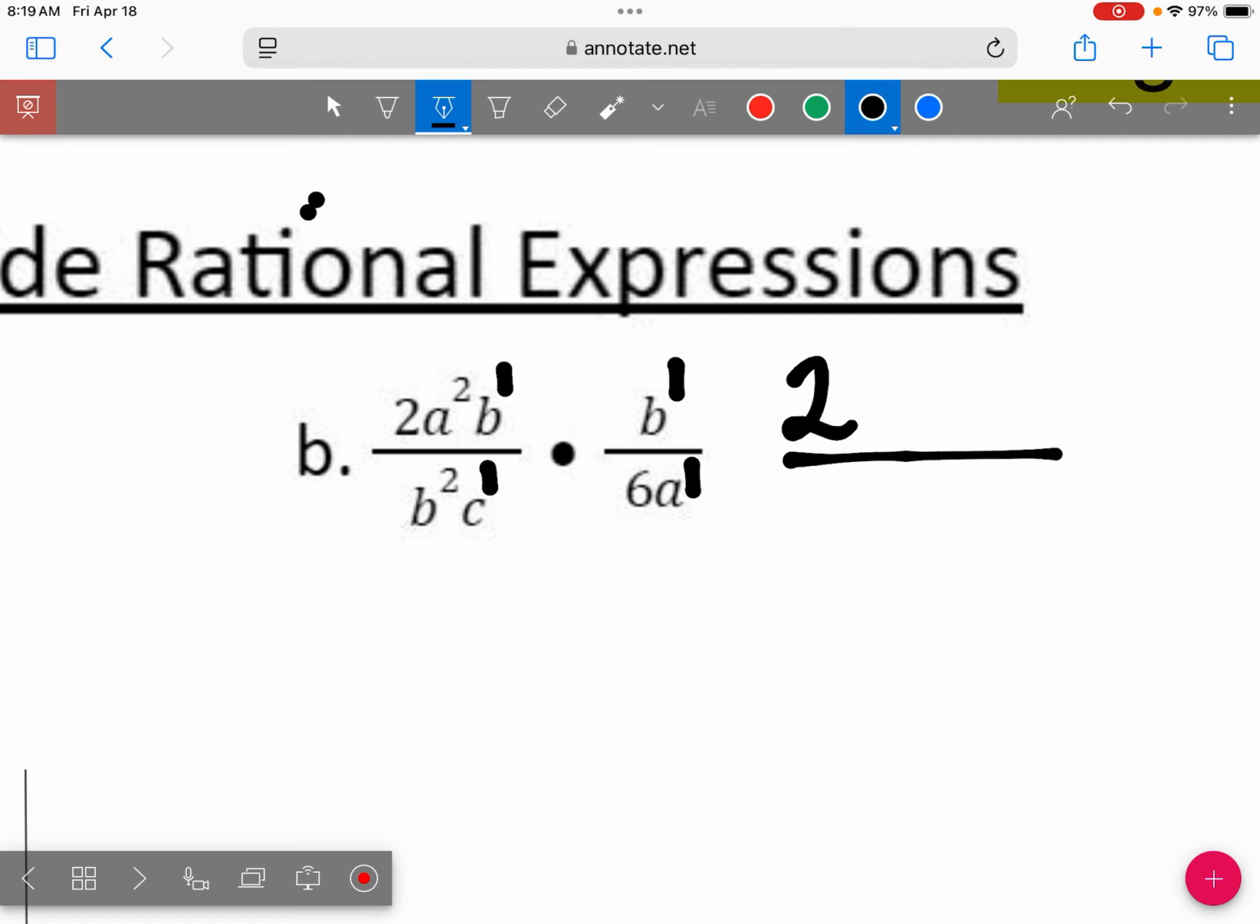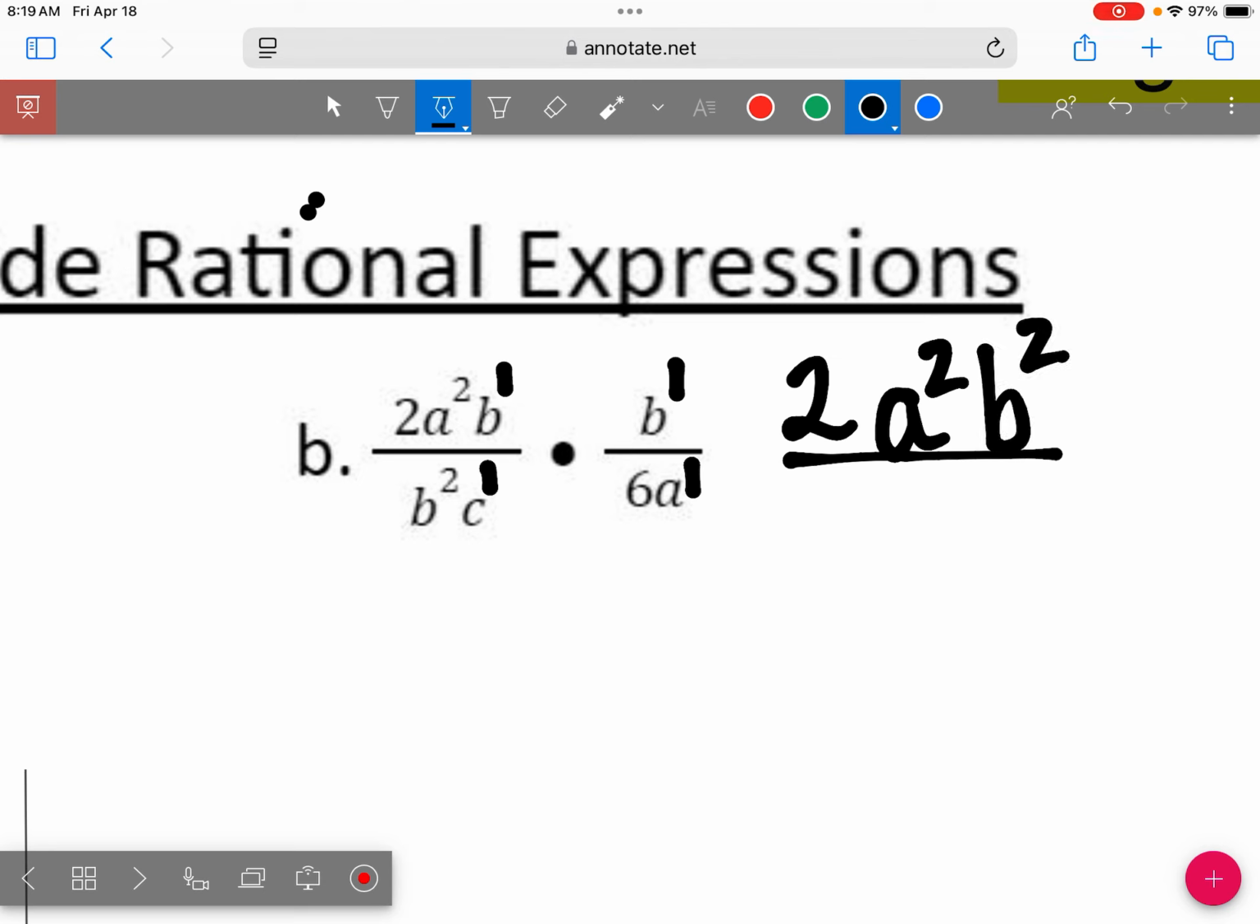I have a squared at the top. How many b's do you see in the top? You have to add them. So when you're going across, 1 plus 1 gives you 2.